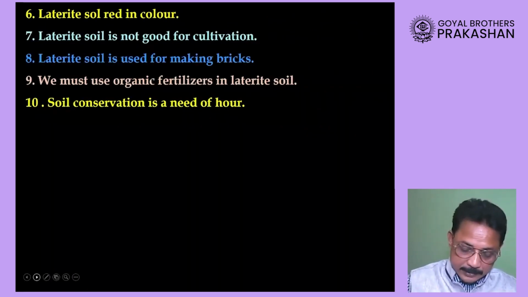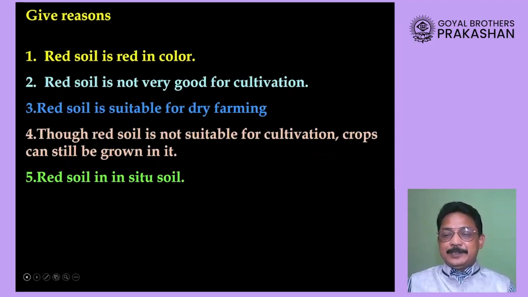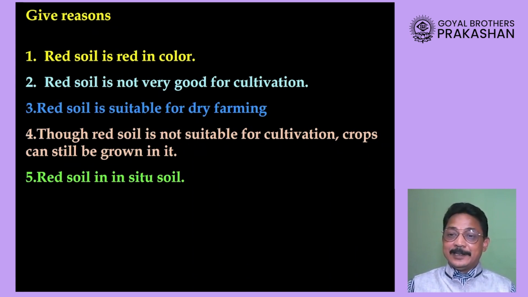Now, some of the give reason type of questions, dear students. Okay. Now, red soil is red in color. Why? Answer is red soil is red in color due to the presence of iron oxide. If the question is why laterite soil is red in color, again the answer is the same, because of the presence of iron oxide. Now, red soil is not very good for cultivation.